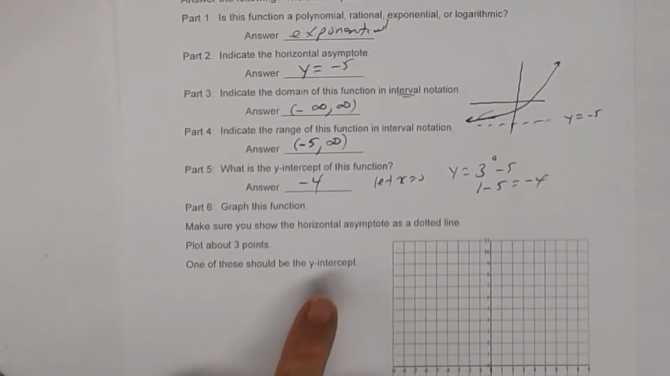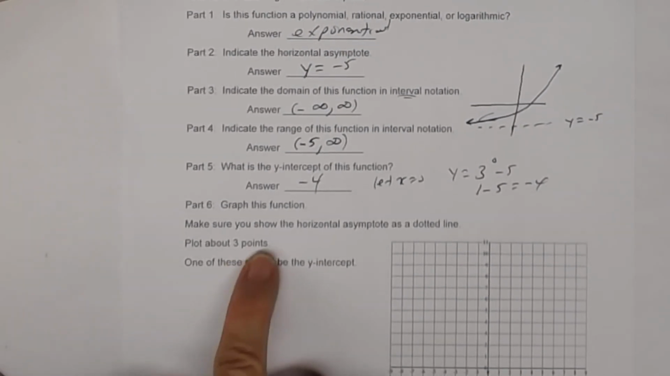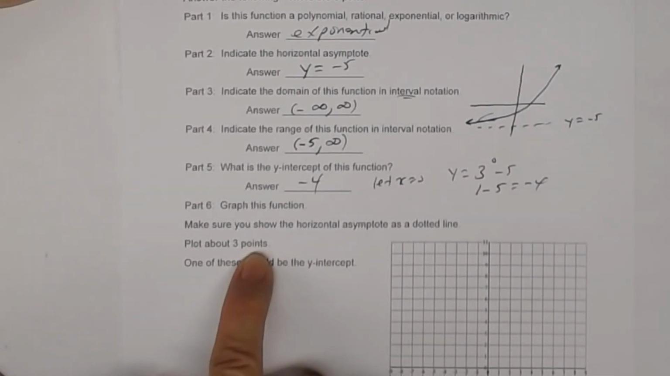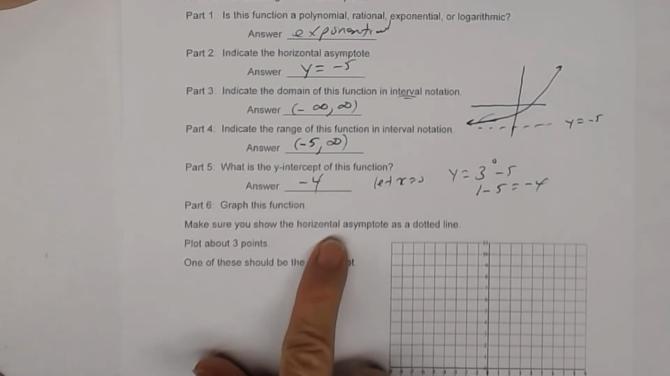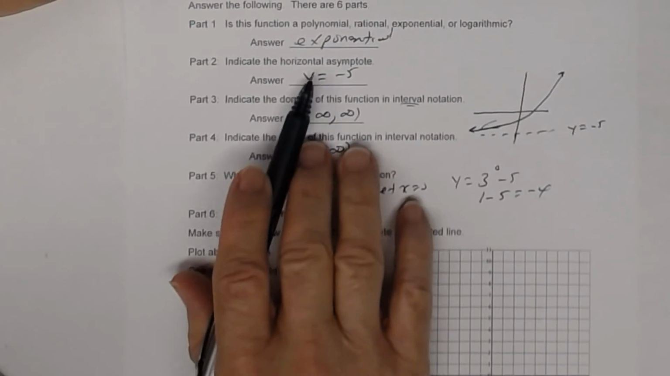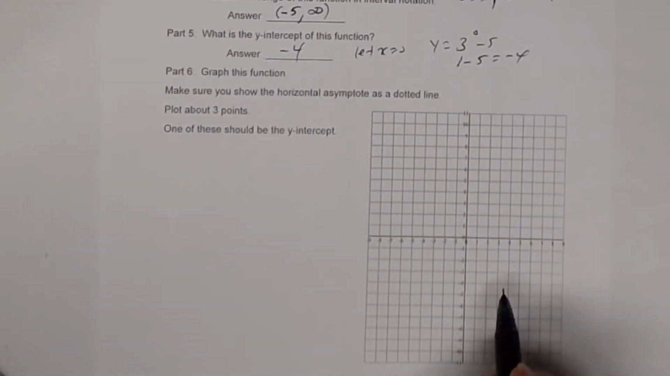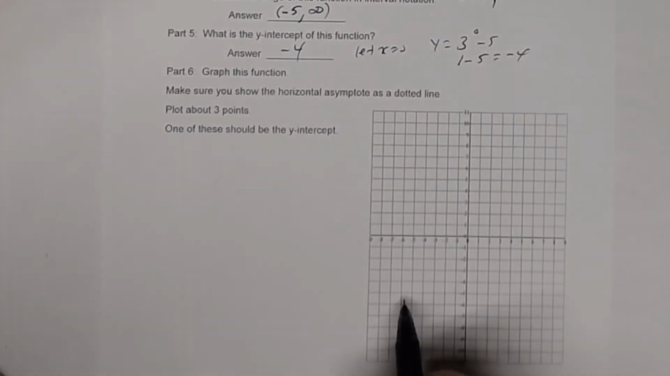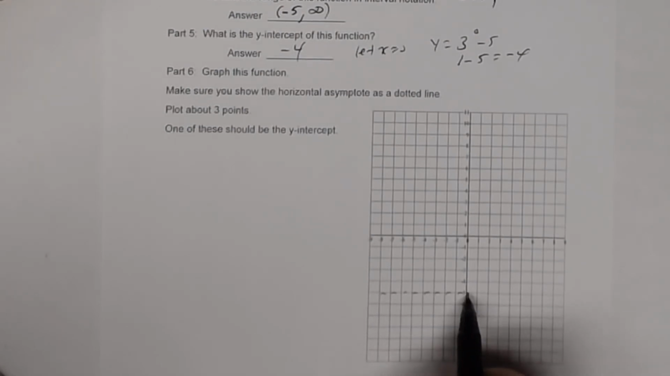And then you want to graph, and that's easy to do. Make sure it says plot about 3 points, so make sure you do that. It also says to show the horizontal asymptote as a dotted line. So let's go ahead and do the horizontal asymptote. You know it's y equals negative 5, so I'm at negative 5 right here, and I'm going to draw a dotted line.